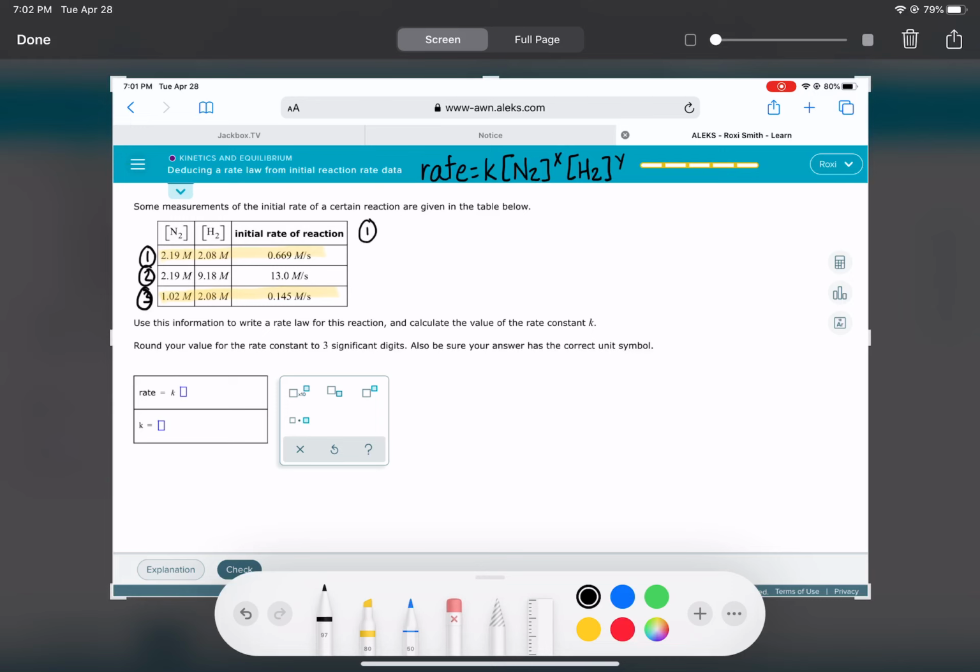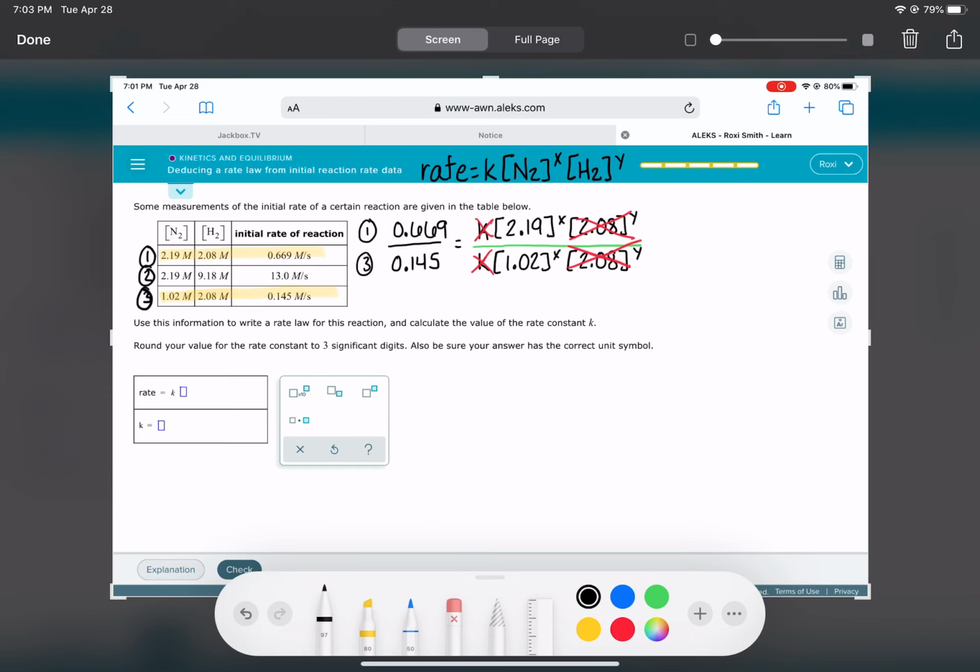With data set 1, the rate is 0.669, and the rate from data set 3 is 0.145. And that is going to be equal to, for data set 1, k, 2.19 to the x, and 2.08 to the y. And for, whoa, I just changed colors. For data set number 3, it's going to be k times 1.02 to the x and 2.08 to the y. And so we are able to cancel out k, and we are able to cancel out the 2.08 to the y, and that will simplify our terms for us.